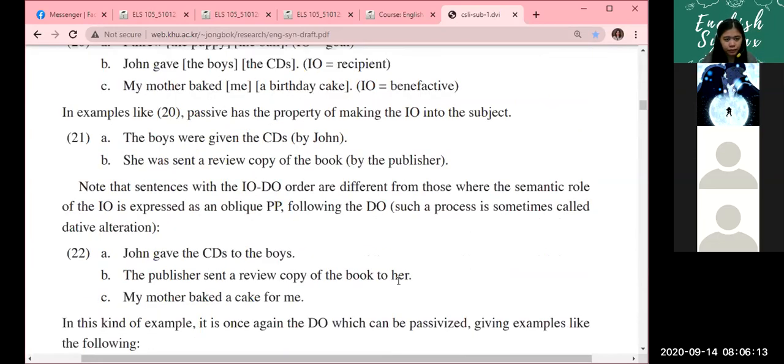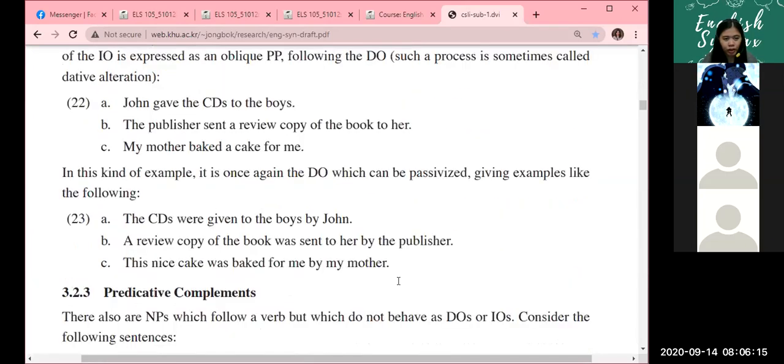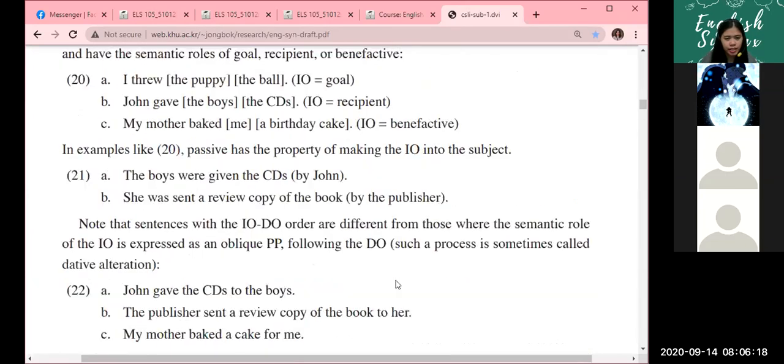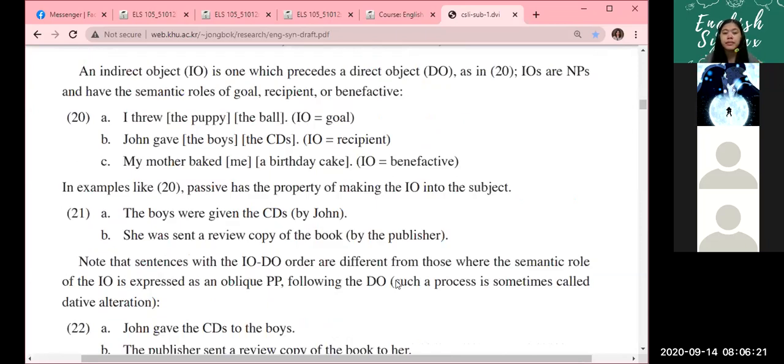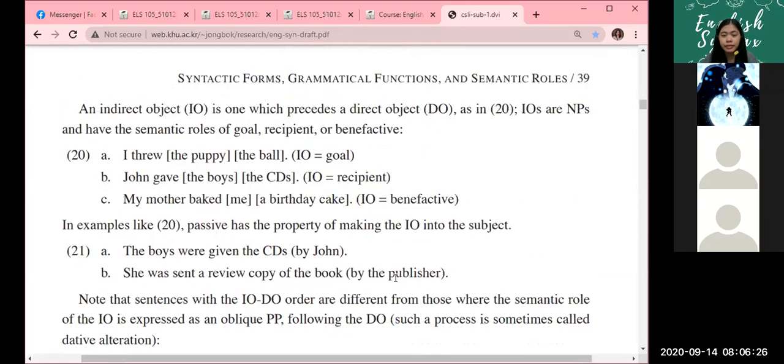Anybody? Indirect object. Which one is an indirect object? Someone. Okay, it's either one with to see the direct object. So it's either the goal of the sentence, or the recipient of the sentence, or the benefactive or the beneficiary of the action. So there is a difference between the IO and the DO.